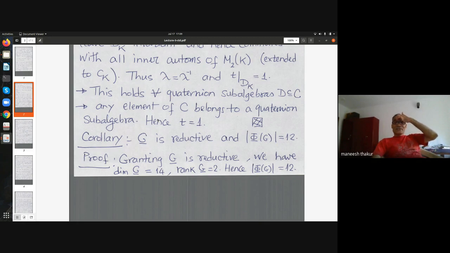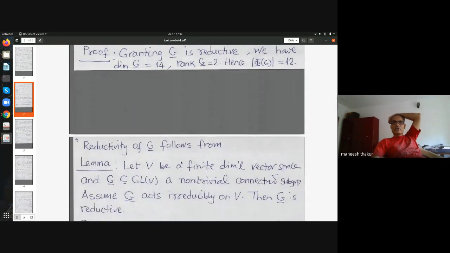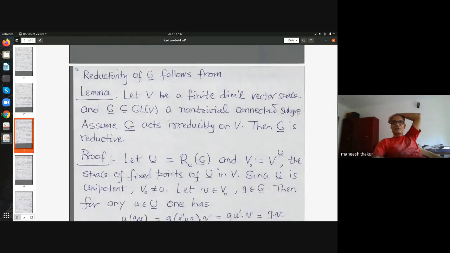Next corollary is that the group is reductive and the root system has 12 elements. That is trivial. The root system having 12 elements already follows by rank computation and dimension computation. We just have to show this is a reductive group. This is done using the following interesting lemma, which I actually used in.